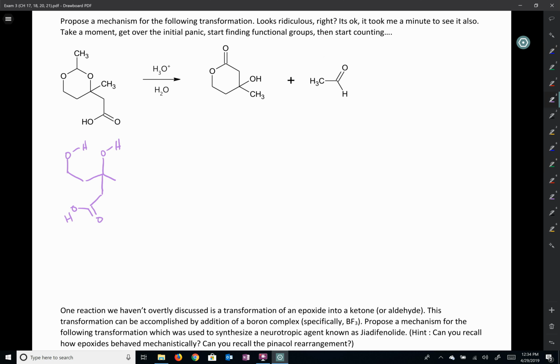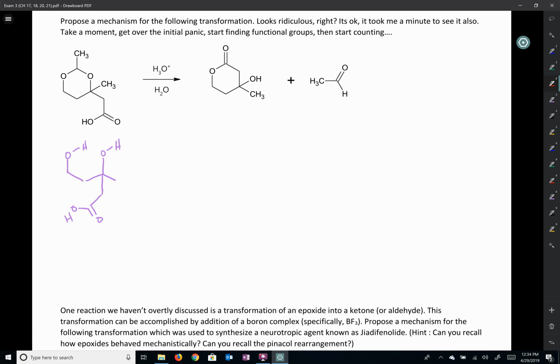We have now, what functional groups do we have around? Well, we've still got our carboxylic acid. We haven't done anything with that. And now we have some alcohols. Now, we should know that alcohols plus carboxylic acid under acidic conditions is an esterification, right? So it should be a clue that now we're going to do an esterification.